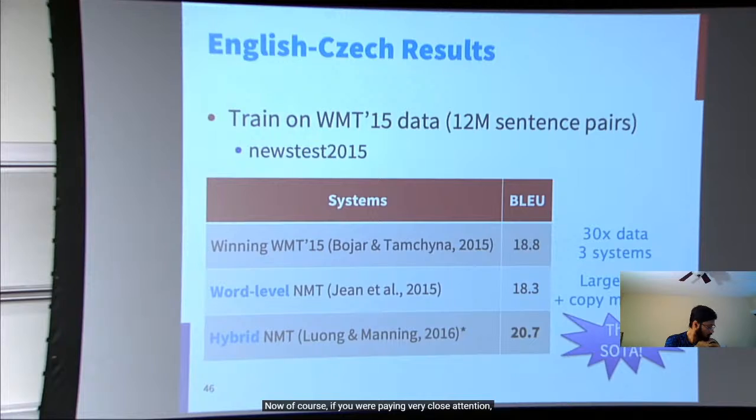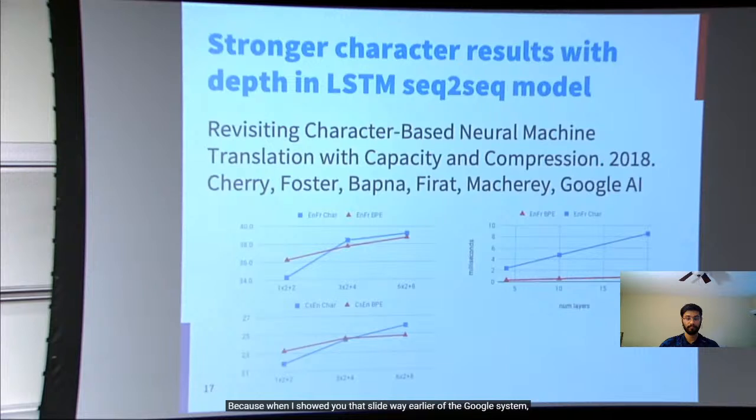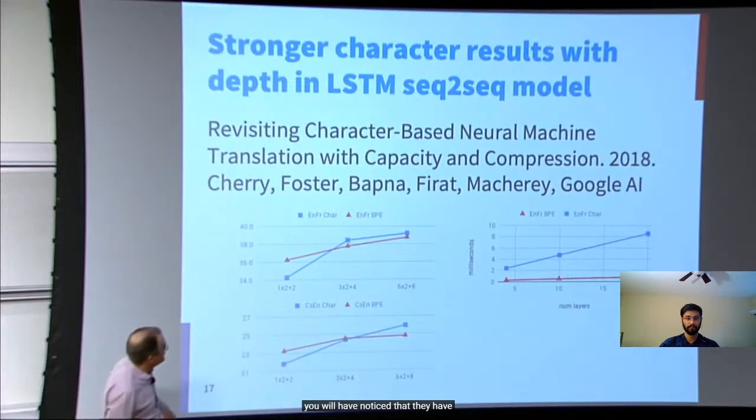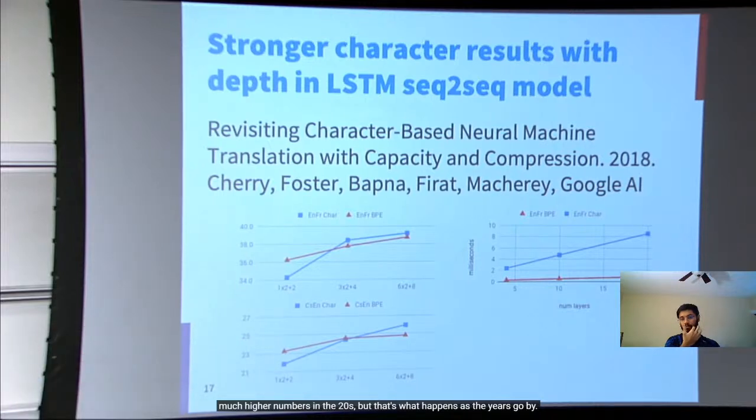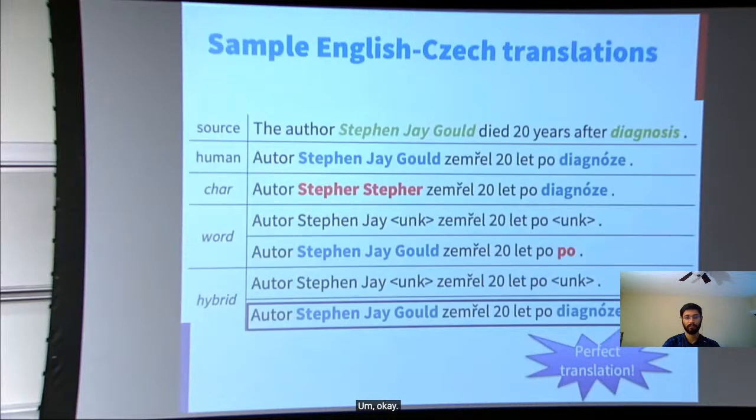So that was kind of nice, and in particular that was the state of the art at the time. Now of course, if you were paying very close attention, that's now nowhere near the state of the art, because when I showed you that slide way earlier of the Google system, you will have noticed that they have much higher numbers in the 20s, but that's what happens as the years go by. Okay, but here's an example that shows these different systems working and some of the mistakes they make.